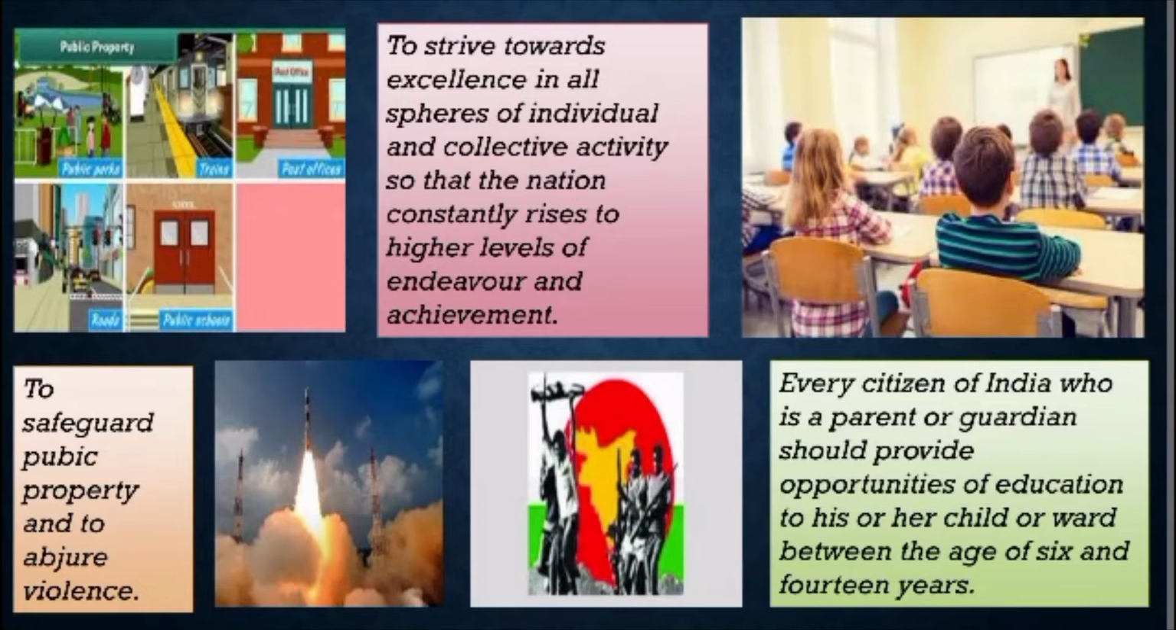Every citizen of India who is a parent or guardian should provide opportunities of education to his or her child or ward between the age of 6 and 14 years. This is an article mentioned in the Constitution, as well as a rule by the government, that every child, whether a boy or a girl, should get at least primary education between the age of 6 to 14 years, so that the child learns the basic education that is required.